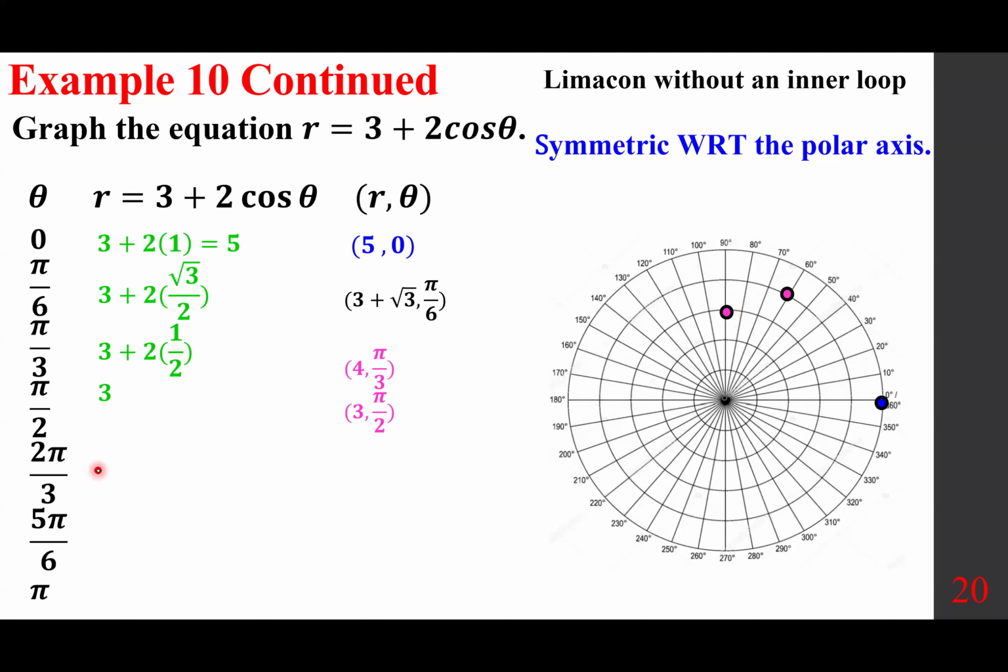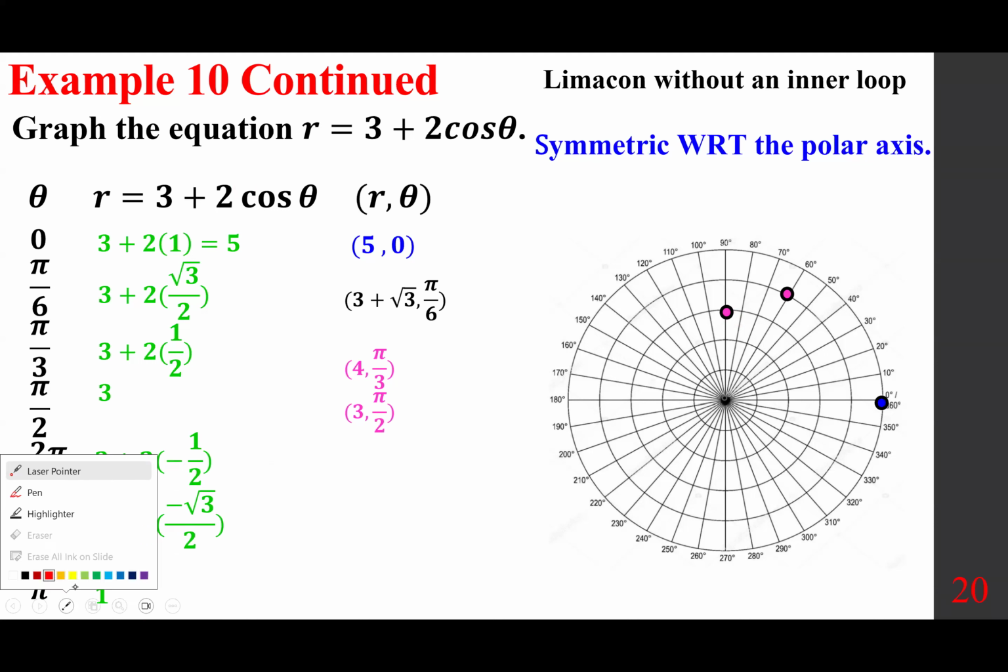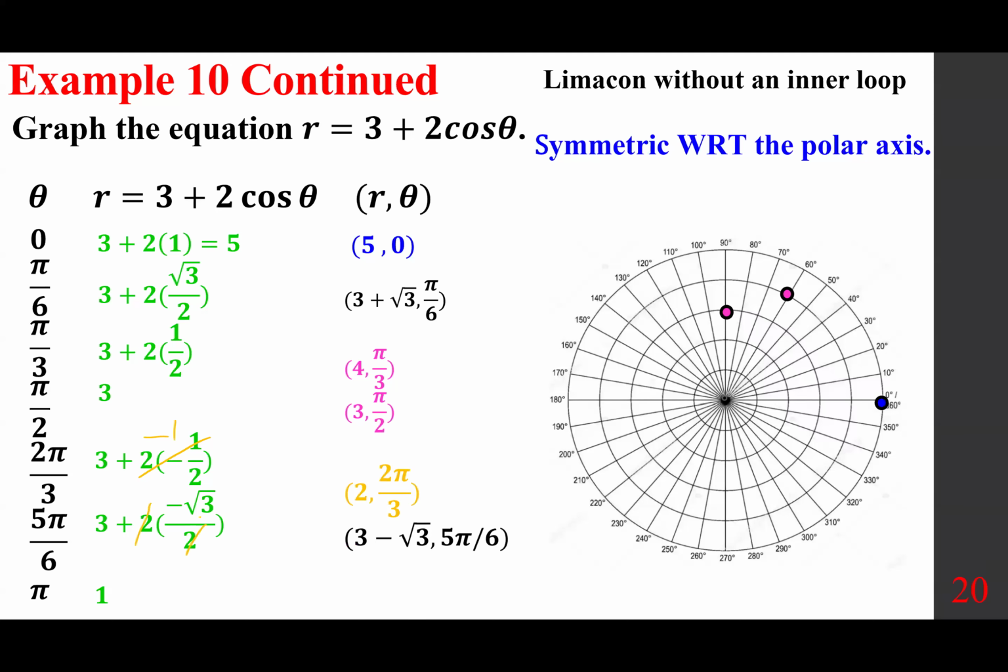Two pi over 3: 3 plus 2 times negative 1/2. 3 plus 2 times minus square root of 3 over 2. This is one, as I explained. So let's write the pairs. This one is minus 1. Okay. So we have 2 comma 2 pi over 3, and 3 minus square root of 3 comma 5 pi over 6.